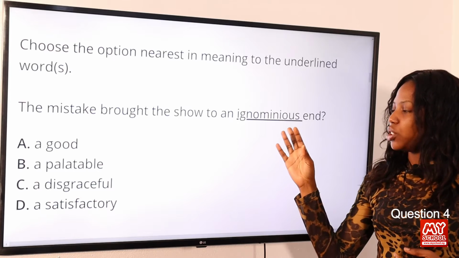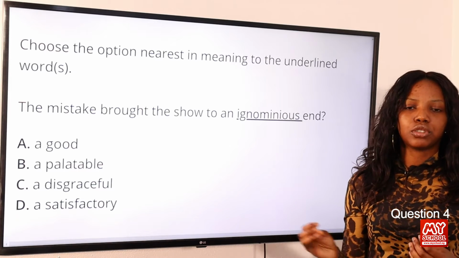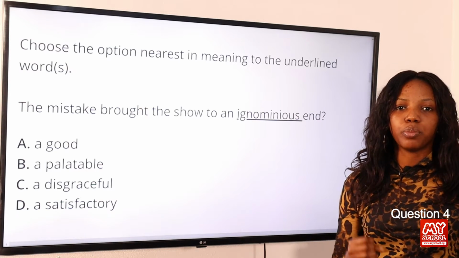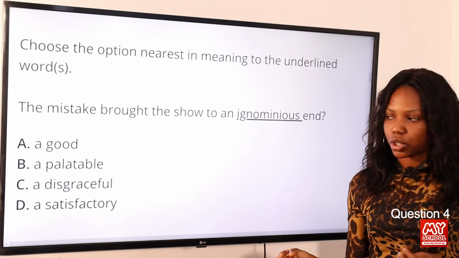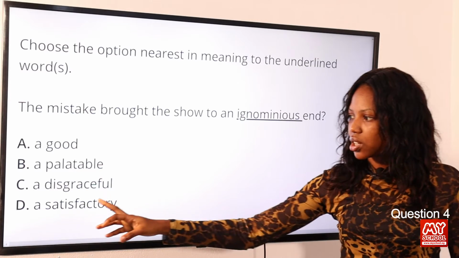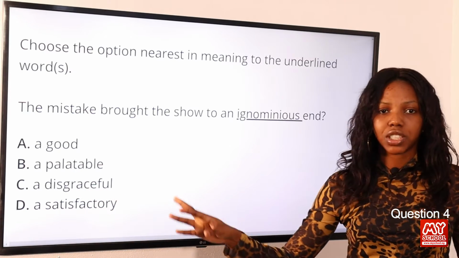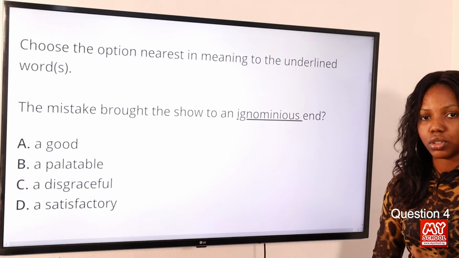The word ignominious is underlined, and it means to deserve or cause a public disgrace or shame. So the word disgrace is used here, a disgraceful. So option C, therefore, is the correct answer to this question.